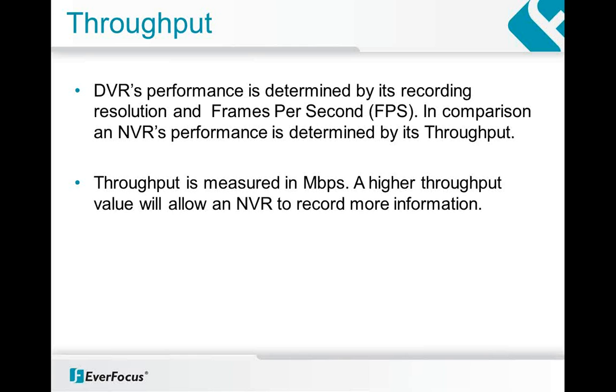Throughput is the DVR's performance determined by its recording resolution and frame rate. In comparison, an NVR's performance is determined by its throughput. Throughput is measured in megabits per second. A high throughput value will allow an NVR to record more information.